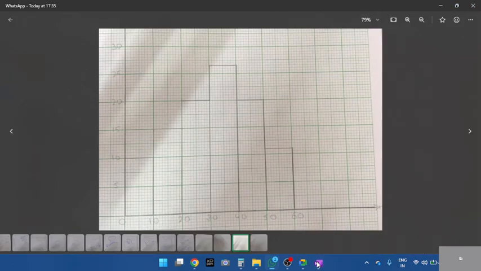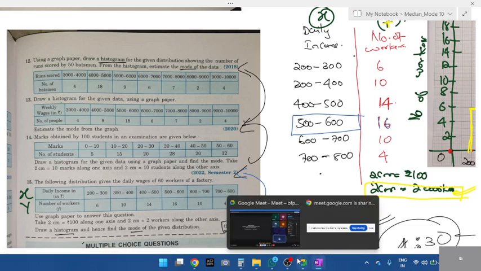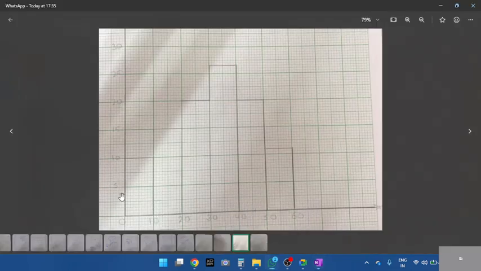One minute. 2 centimeters. What else is given? 2 centimeters is equal to how many students? 10 students. Each box, how many students do you have to take? 2 centimeters is one box. Each box, how many students? 10, 20, 30, right? You have taken the wrong value. Then how will you get the graph right? Instead of 10, 20, what have you taken?